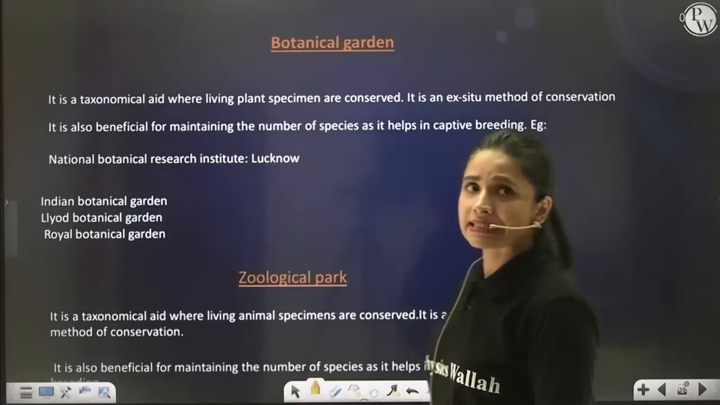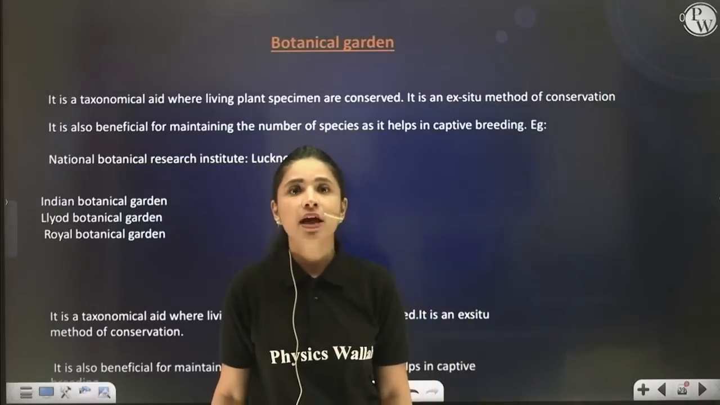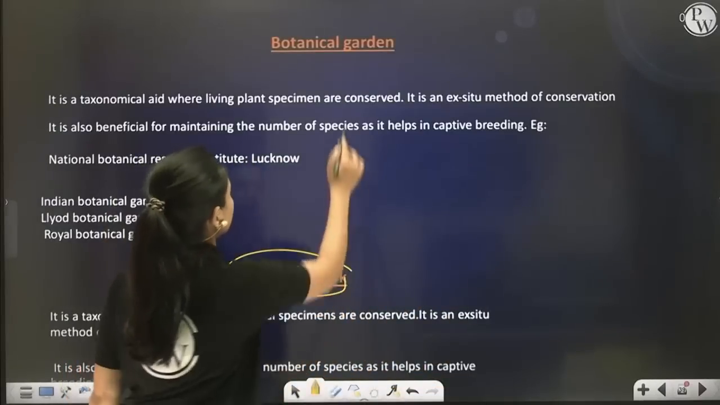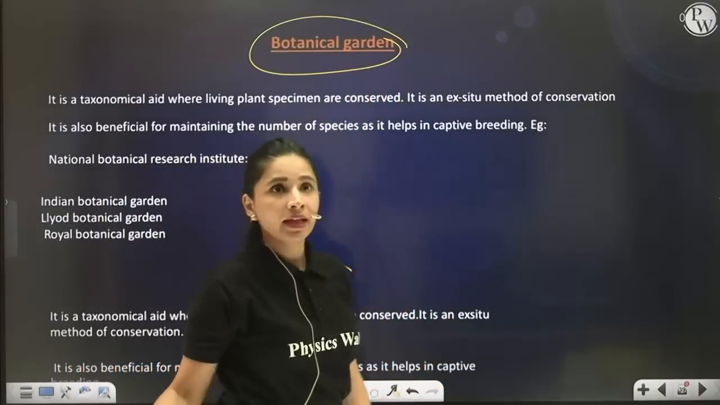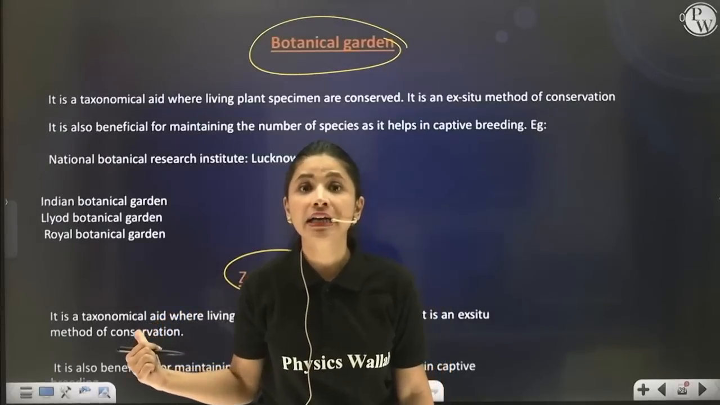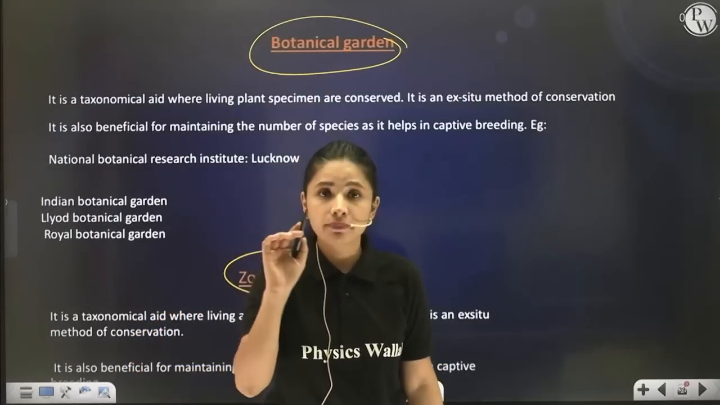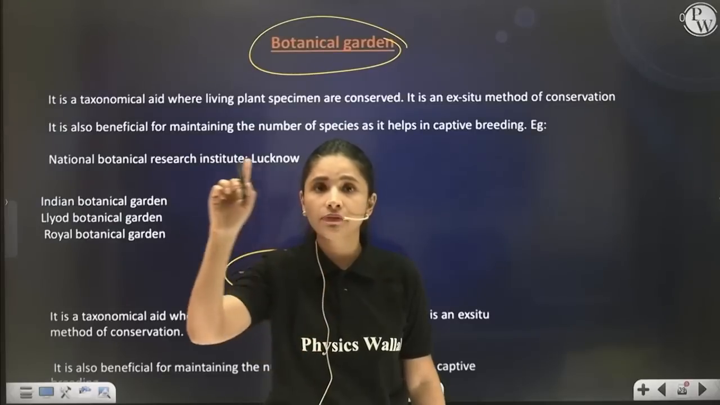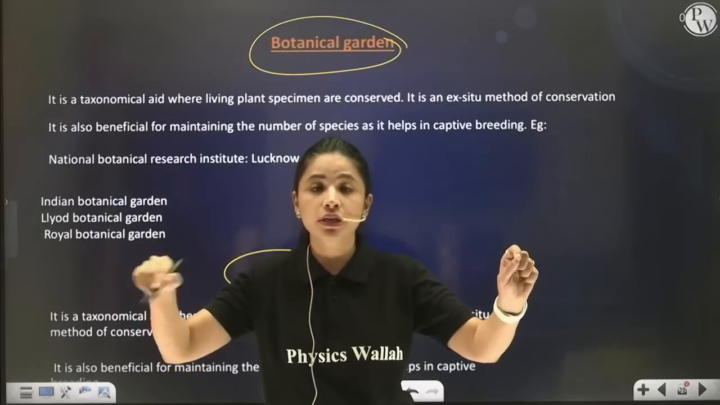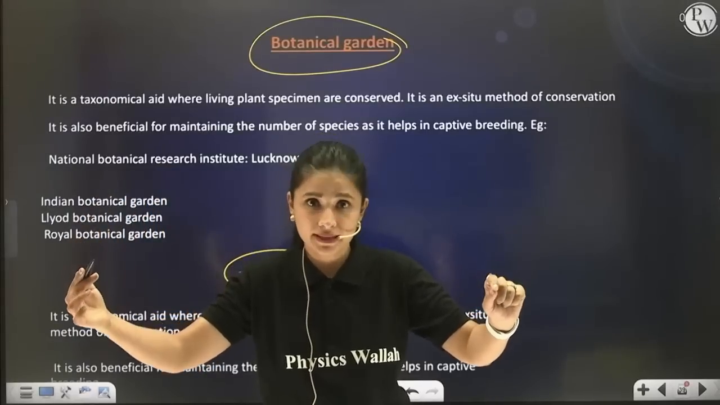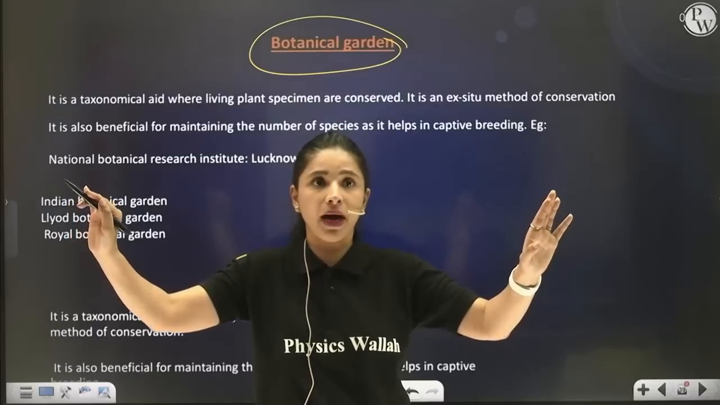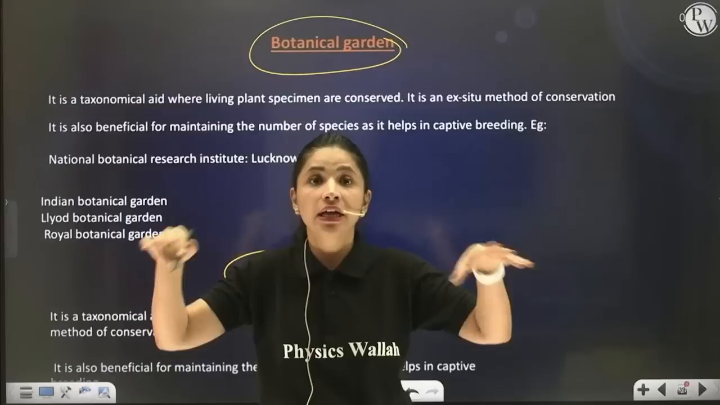Yes. Second taxonomical aid is botanical garden. Parallelly, I am also going to teach you zoological park. Here, beta, living specimens are conserved. Remember, the word preserve we use for dead specimens, and the word conserve we use if we are keeping the living specimen. You visit a botanical garden, you visit a zoological park. There you are going to see living specimens.